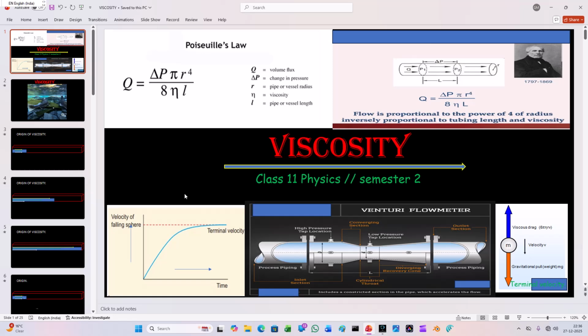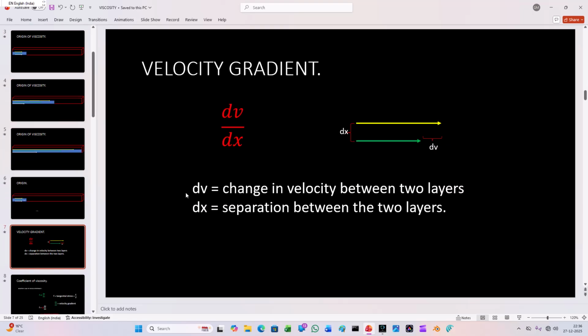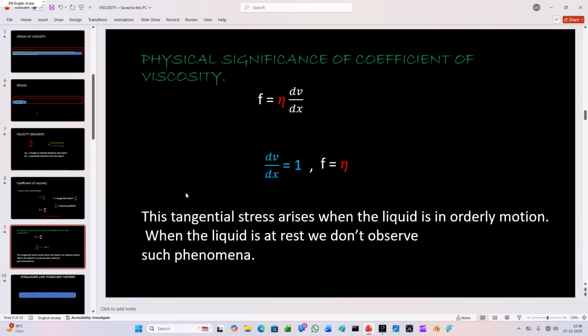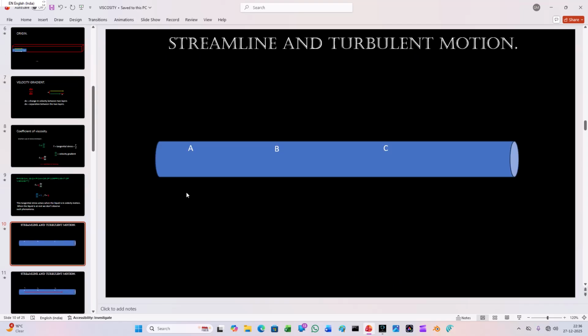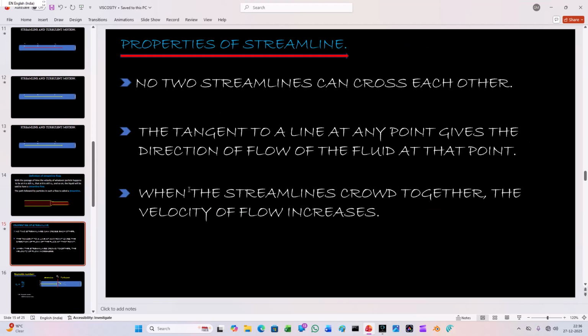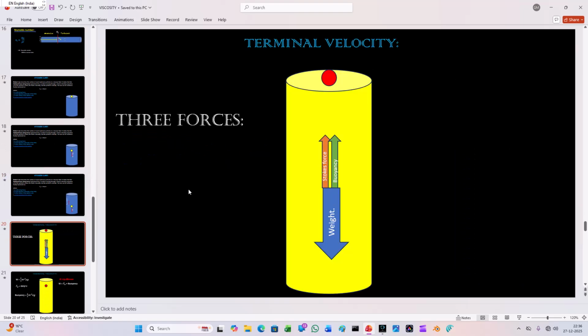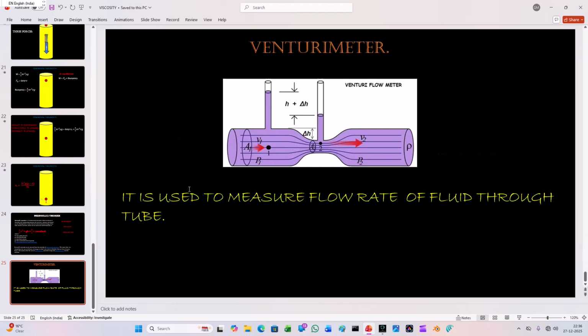In today's class, I will discuss viscosity. It is a very important chapter in fluid mechanics. For class 11 physics, I will cover topics: what is viscosity, origin of viscosity, velocity gradient, coefficient of viscosity and physical significance, streamline and turbulent motion, Reynolds number, Stoke's law, terminal velocity, and Bernoulli's theorem. So let us start.